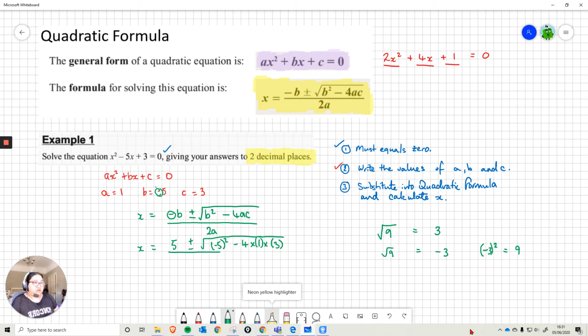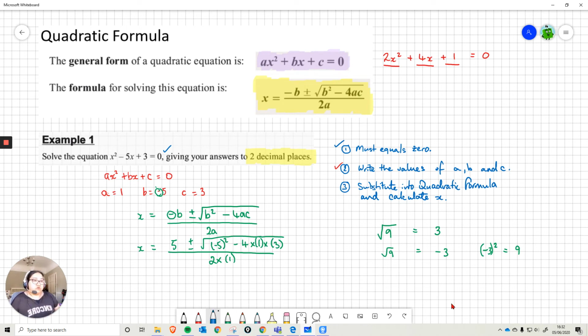And all of this is divided by 2 times 1. Now, if you notice, I've put brackets around my substitutions here. It's because this is really important. If we don't put brackets in a calculator with minus 5 and just do negative 5 squared, your calculator will just square the 5 and then put the negative in front of it. So it would say negative 5 squared is negative 25, when actually negative 5 squared is positive 25. So it's really important to be careful of how you enter that into the calculator.